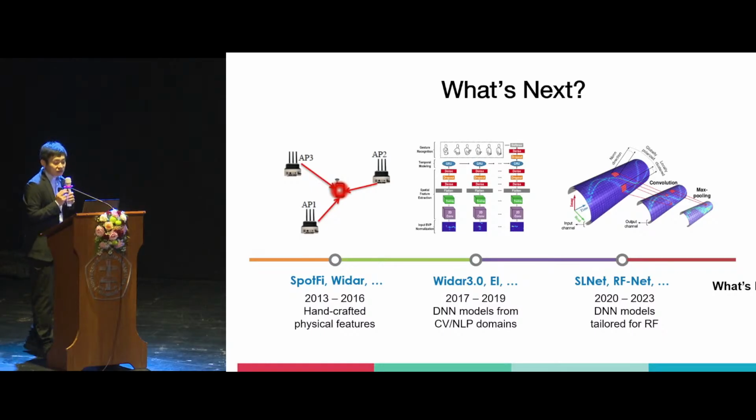To summarize, wireless sensing has gone through several stages, from the very early physical features, to deep learning models reused from computer vision, and then to RF-specific neural network structures like SLNet. In the demo application we just saw, discriminative models can already achieve reasonably good accuracy. So naturally, the question now is, what is the next step?